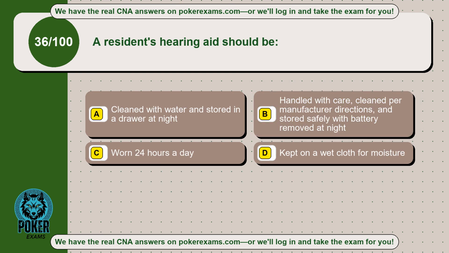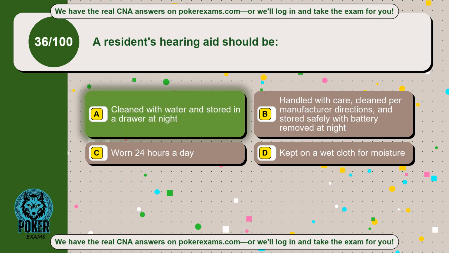Question 36. A resident's hearing aid should be: Option A, cleaned with water and stored in a drawer at night. Option B, handled with care, cleaned per manufacturer directions, and stored safely with battery removed at night. Option C, worn 24 hours a day. Option D, kept on a wet cloth for moisture.